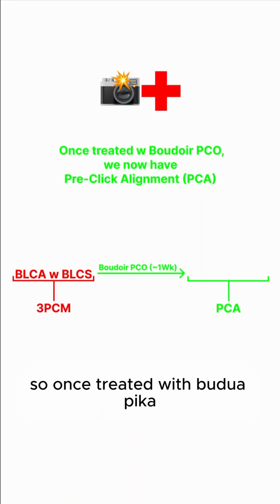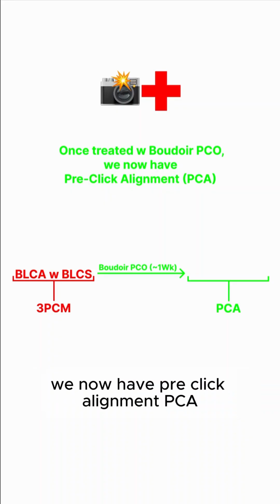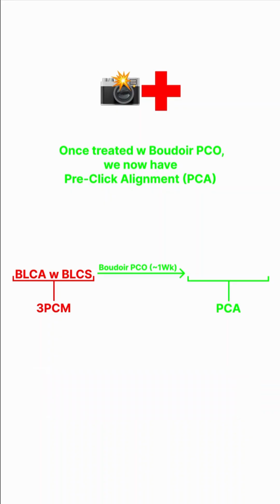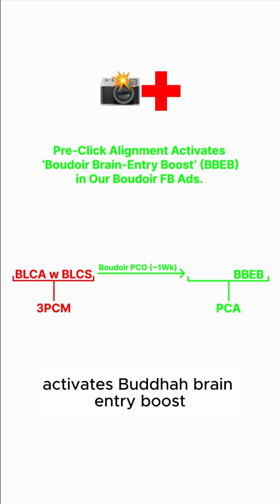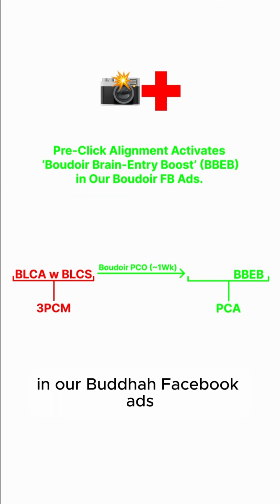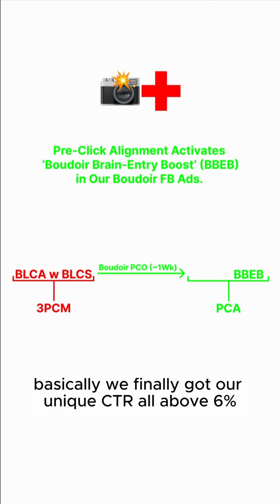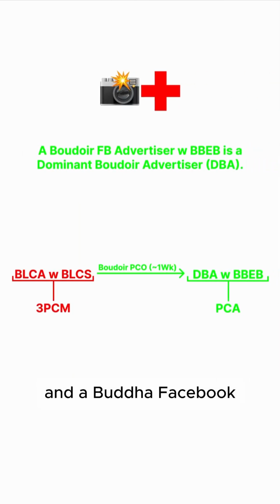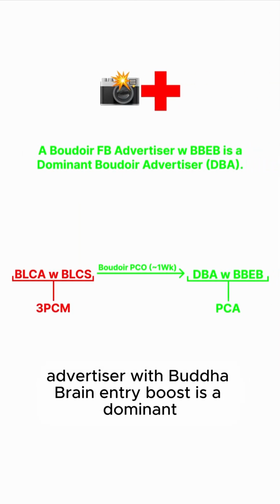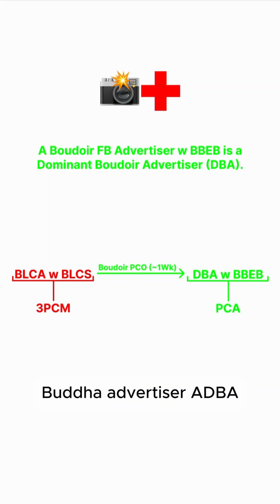So once treated with Boudoir PCO, we now have pre-click alignment, PCA. So we get rid of the 3 pre-click mistakes. We achieve PCA, pre-click alignment. Pre-click alignment activates Boudoir brain entry boost in our Boudoir Facebook ads. Basically, we finally got our unique CTR above 6%. And a Boudoir Facebook advertiser with Boudoir brain entry boost is a dominant boudoir advertiser, ADBA.